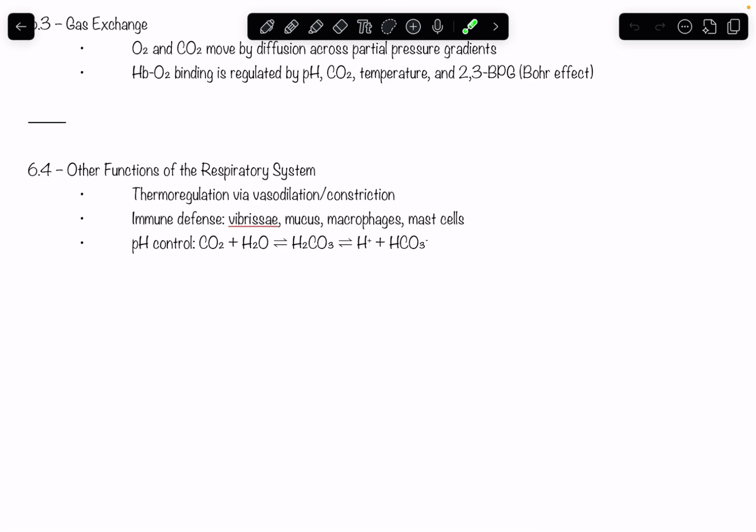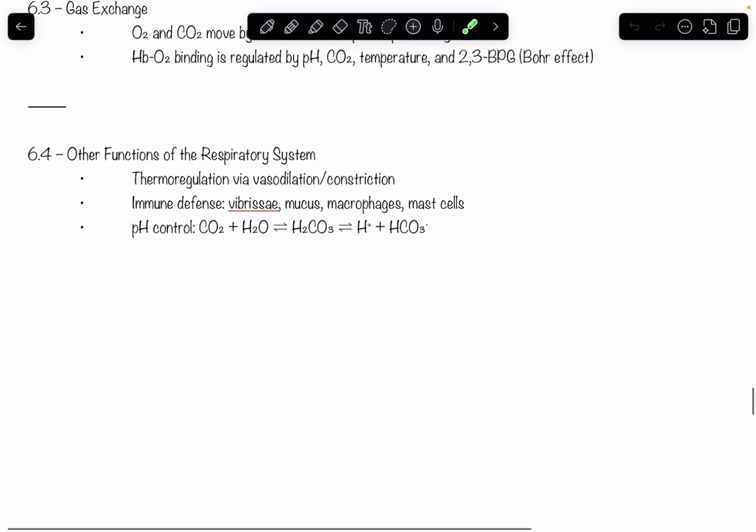Last but not least, we have thermoregulation, and we do this via vasoconstriction and dilation. For those who don't know, thermoregulation is just how we control temperature in our body.